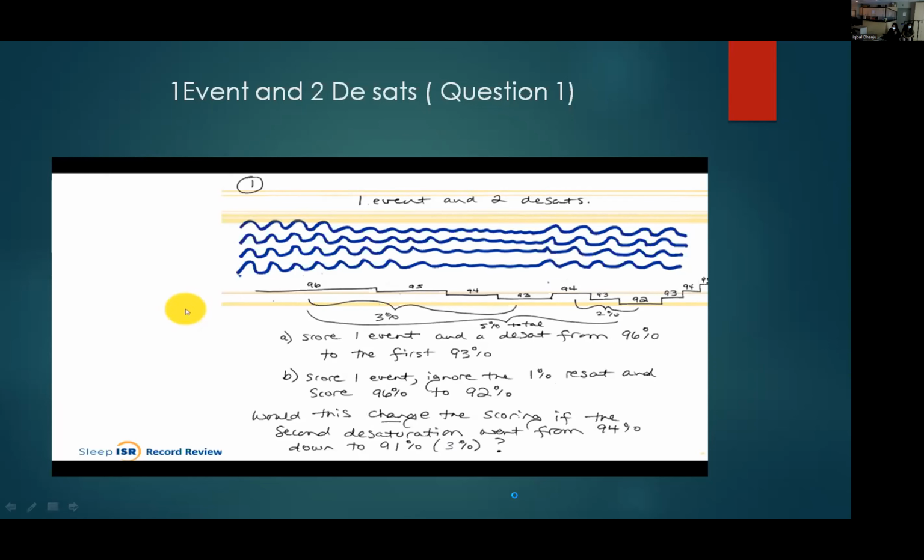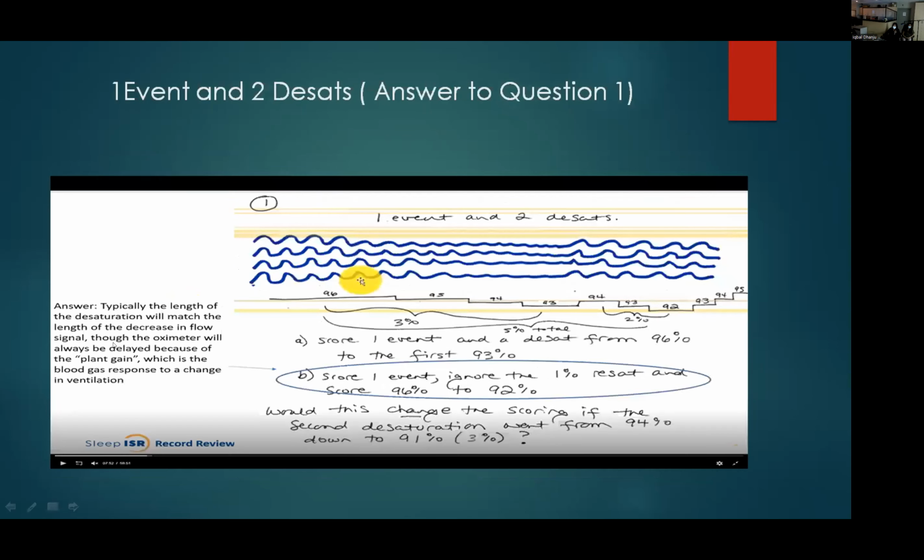So the answer for this is typically the length of the desaturation will match the length of the decrease in flow signal, though the oximeter will always be delayed because of the plant gain, from the lungs to the fingertip, it takes some time. So there will be a slight delay for the desaturation, but typically the length of the desaturation will match the length of the decrease in flow.